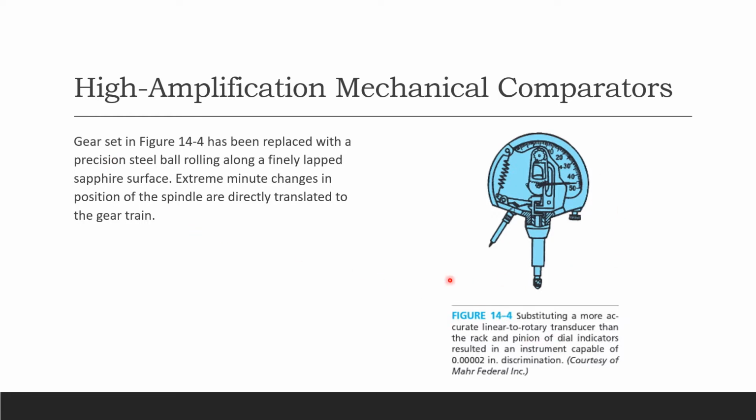So when you look at the picture, you can see what we're trying to do to the dial indicator. We substitute a more accurate linear to rotary transducer than the rack and pinion in your dial indicator. So what we get is a higher amplification measuring device. The instrument, by changing that, is now capable of 0.00002 inches discrimination. So you can go all the way down to 1, 2, 3, 4, 5 decimal places. So that's a pretty high amplification.